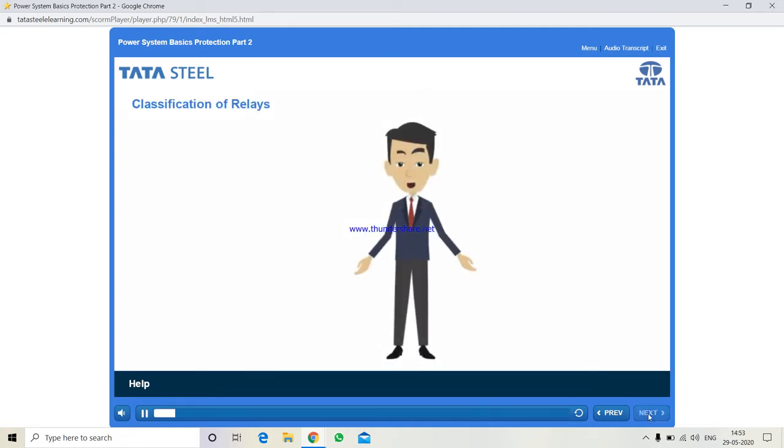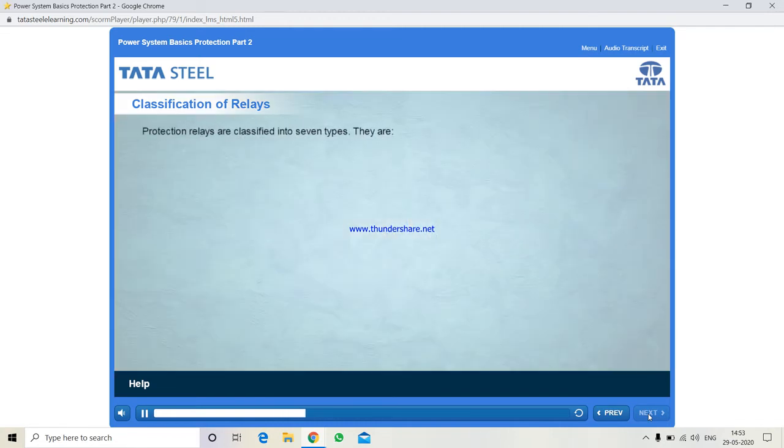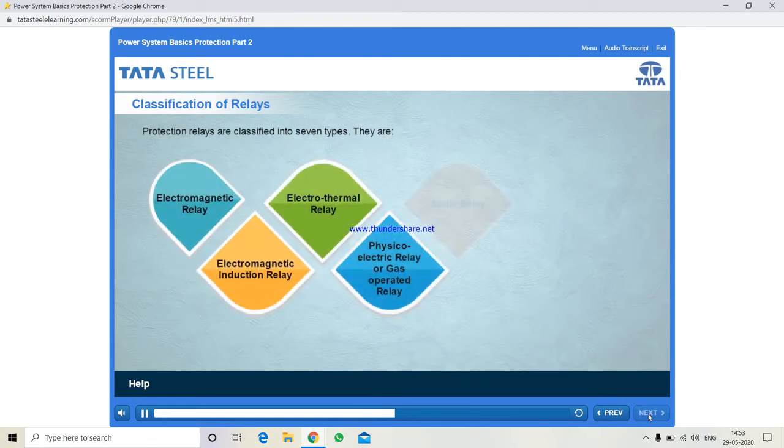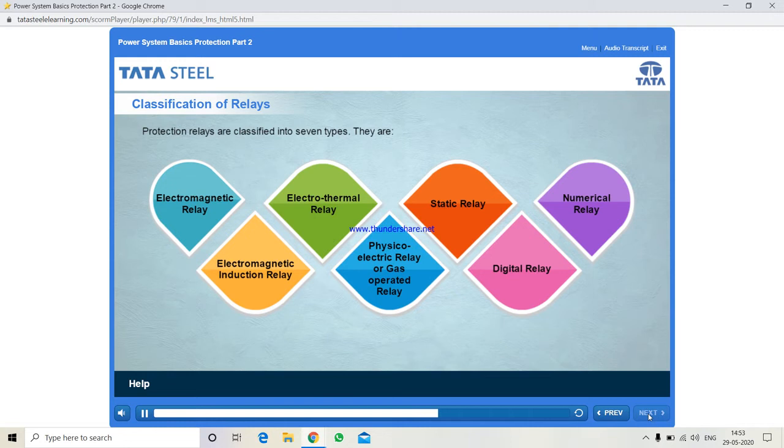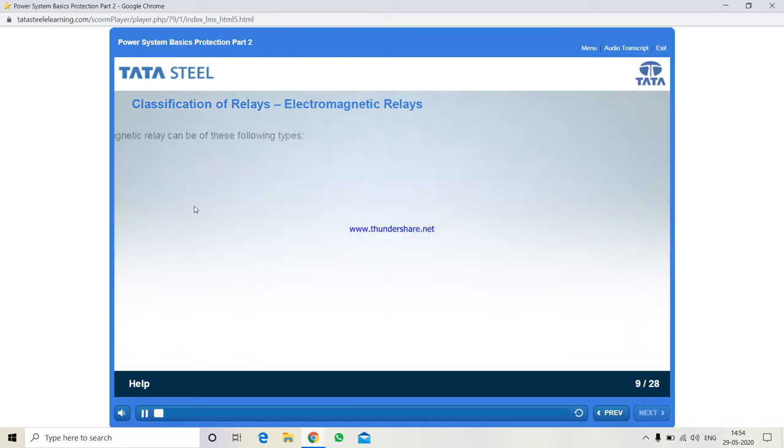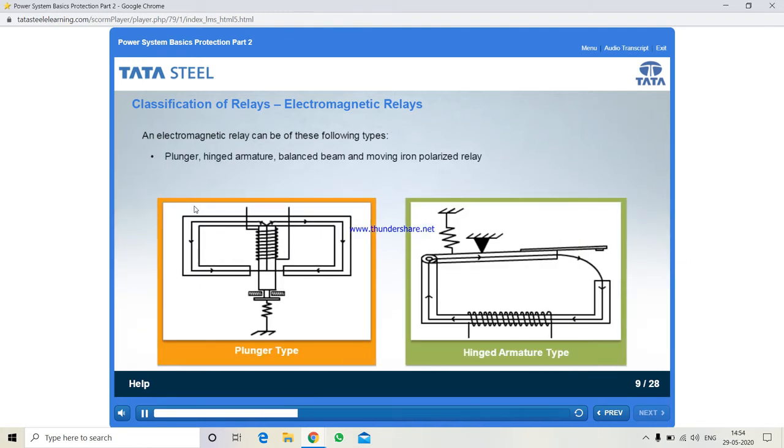Let us now discuss the classification of protection relays. Protection relays have evolved over time and have undergone many changes. They are classified into 7 types. They are listed on your screen, starting from the oldest, electromagnetic relay, to the latest one, numerical relay. We will discuss each of them in detail further. Let us begin with electromagnetic relay. Click on each type of relay in sequence as you proceed. An electromagnetic relay can be of the following types: plunger, hinged armature, balanced beam, and moving iron polarized relay. These are simplified types which respond to AC as well as DC.